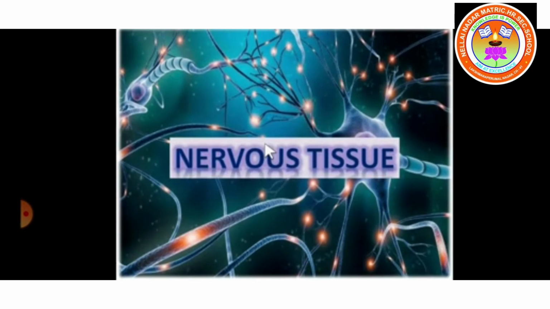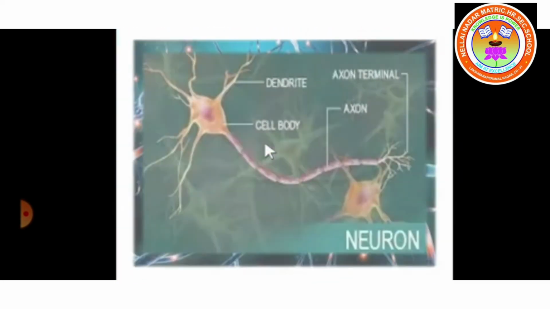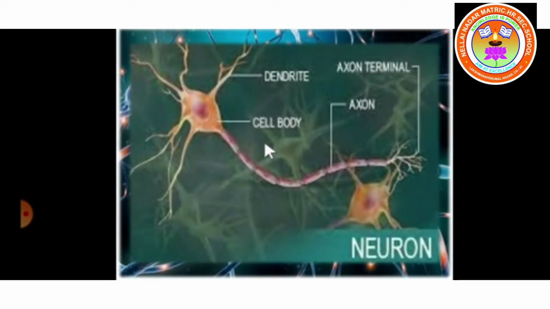Next we will see about the nervous tissue. Nervous tissue comprises nerve cells or neurons. They are the longest cells of the body. Neurons are the structural and functional unit of the nervous tissue. So what is the structural and functional unit of nervous tissue? Neurons. The elongated and slender processes of the neurons are the nerve fibers.